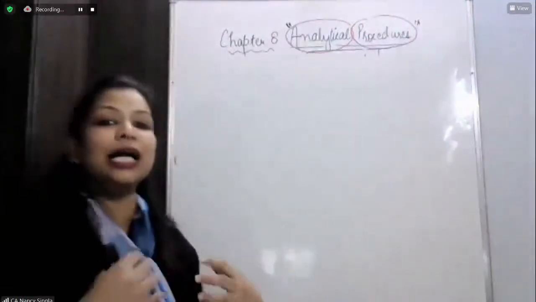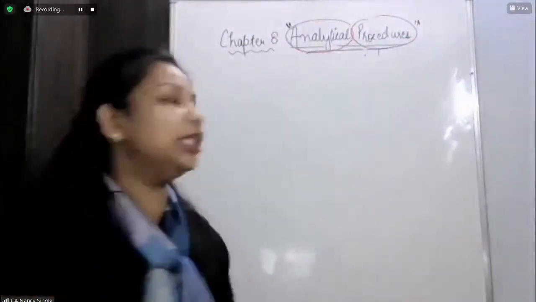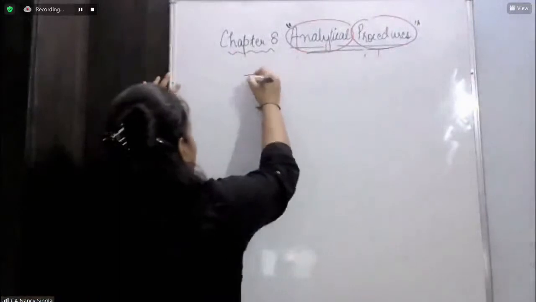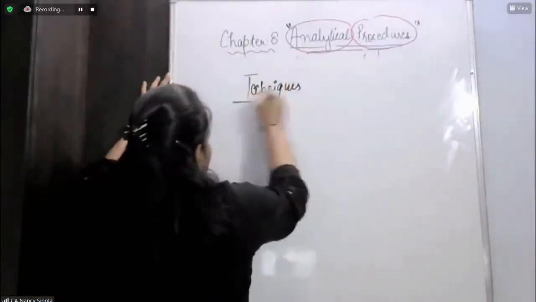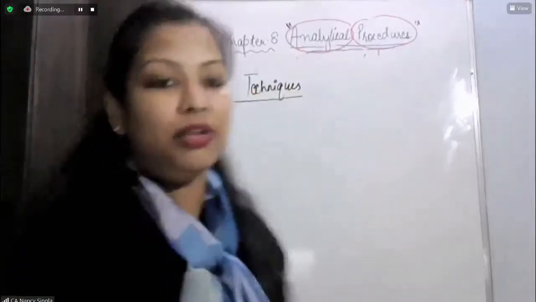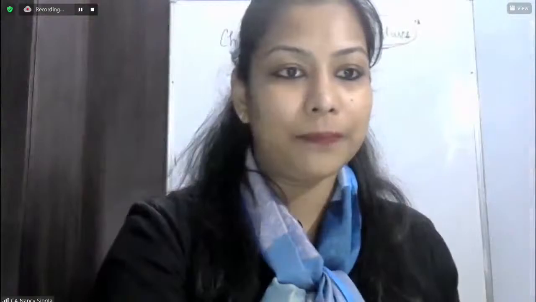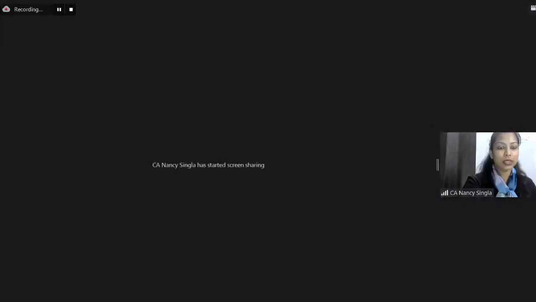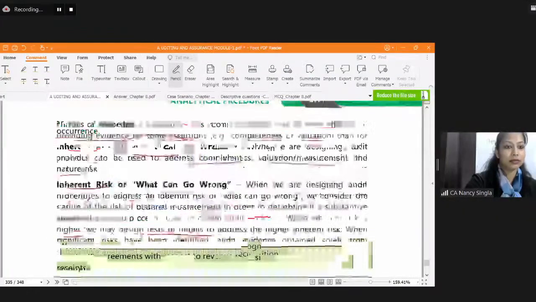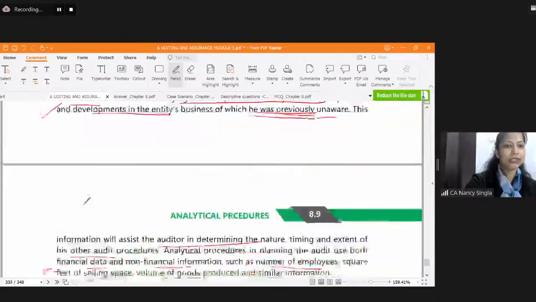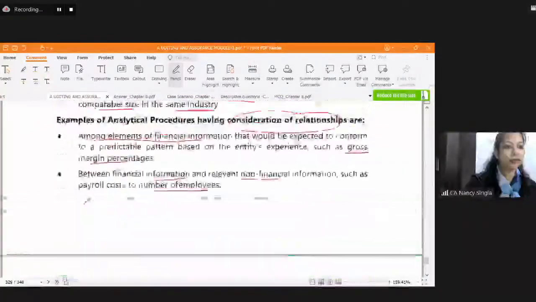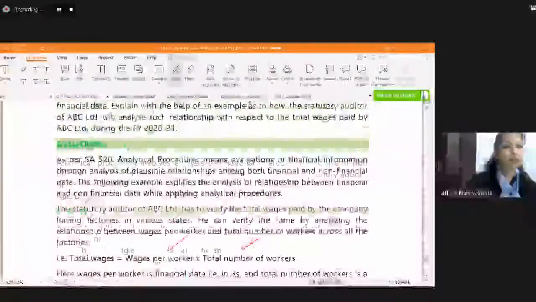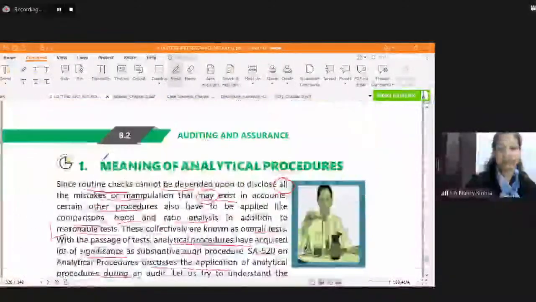Now the next topic is, we are repeatedly saying that the auditor will apply the analytical procedure. Now what are the techniques? What actually will the auditor do? The techniques. Students, if you remember, when we started the class, there was a topic and I said that I'll be discussing that later on. I'll just show it to you. See this.